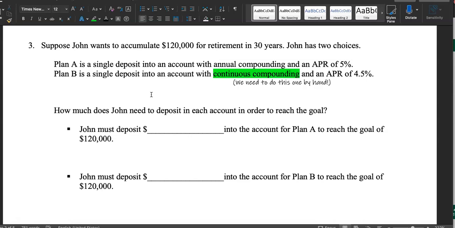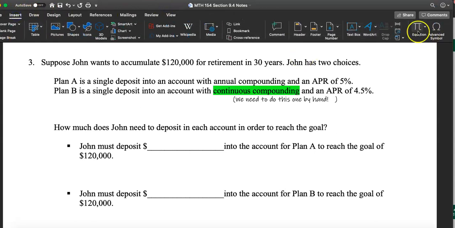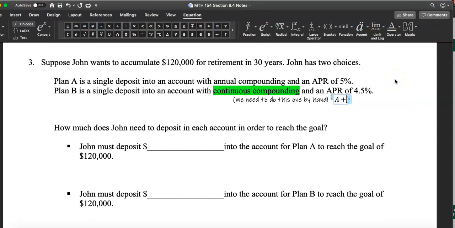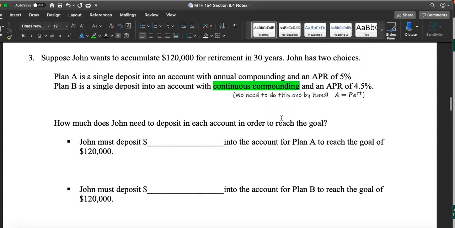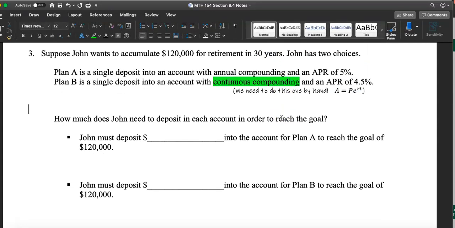But we do know the formula, so let me go ahead and type in that formula for you. We will do this by hand, just this one. Plan A, we can do using the present value function. But remember that good function, A equals P times e raised to the rt power. We're going to use that one for continuous compounding, so we'll do that one by hand. All right.